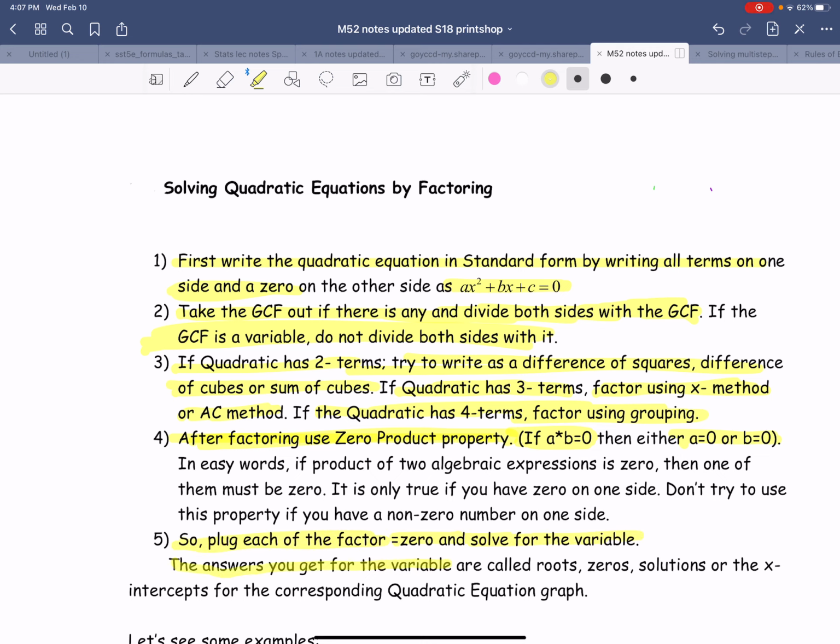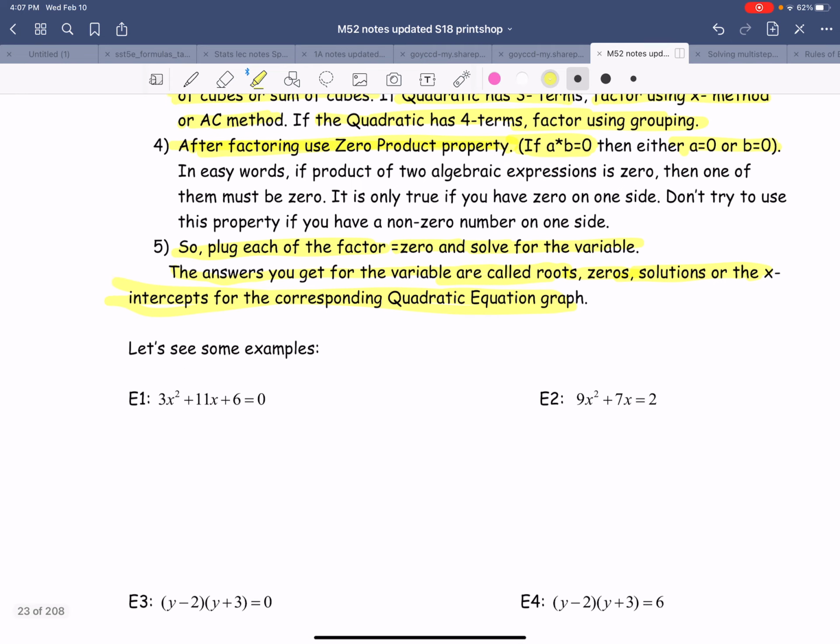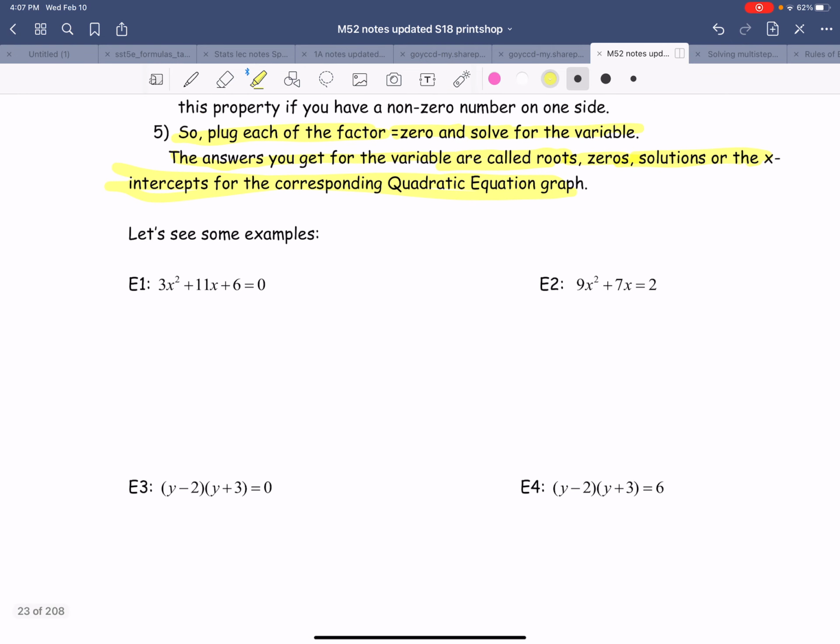The answers you get for the variable are also called solutions, roots, zeros, or the x-intercepts. We'll talk about some of this terminology later in the course. For now, we can say those are solutions to our equation. That means if x becomes those numbers, then the left-hand side of the equation turns into 0, which is equal to the right-hand side of the equation. Let's look at some examples.